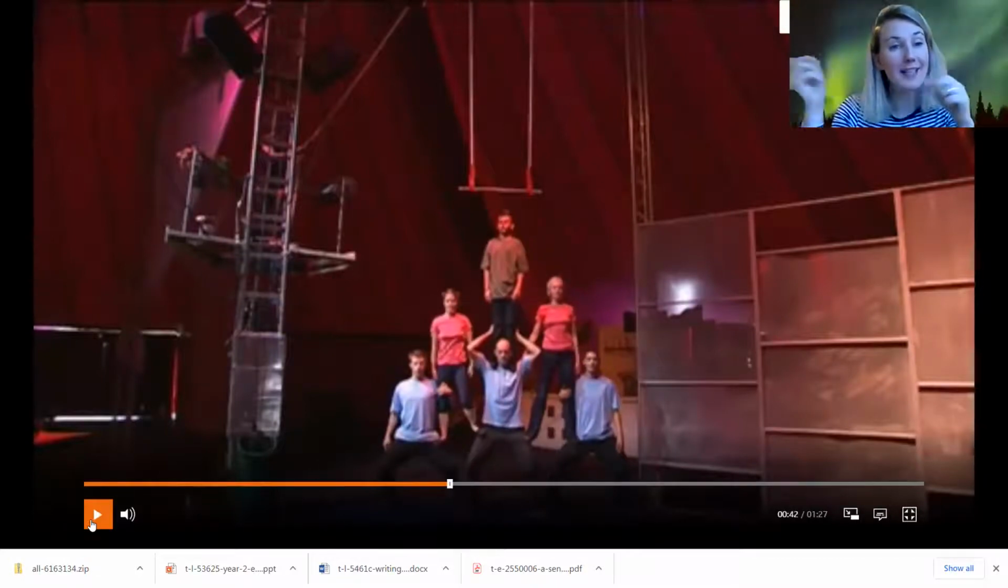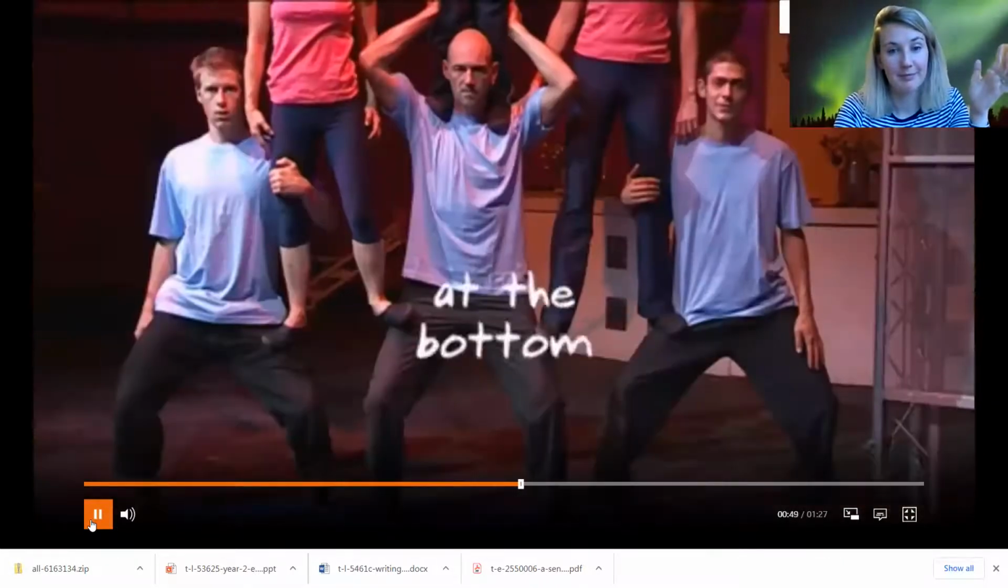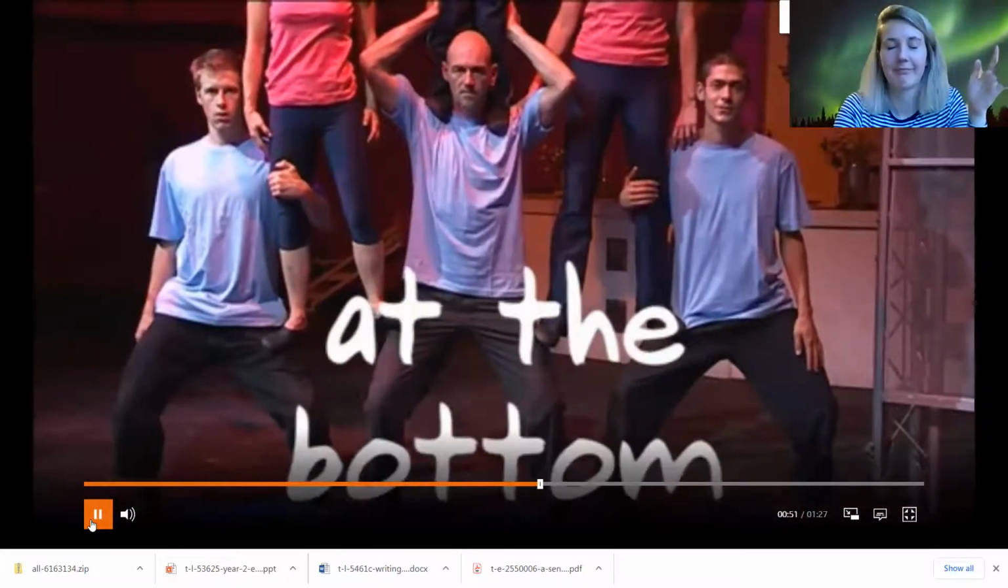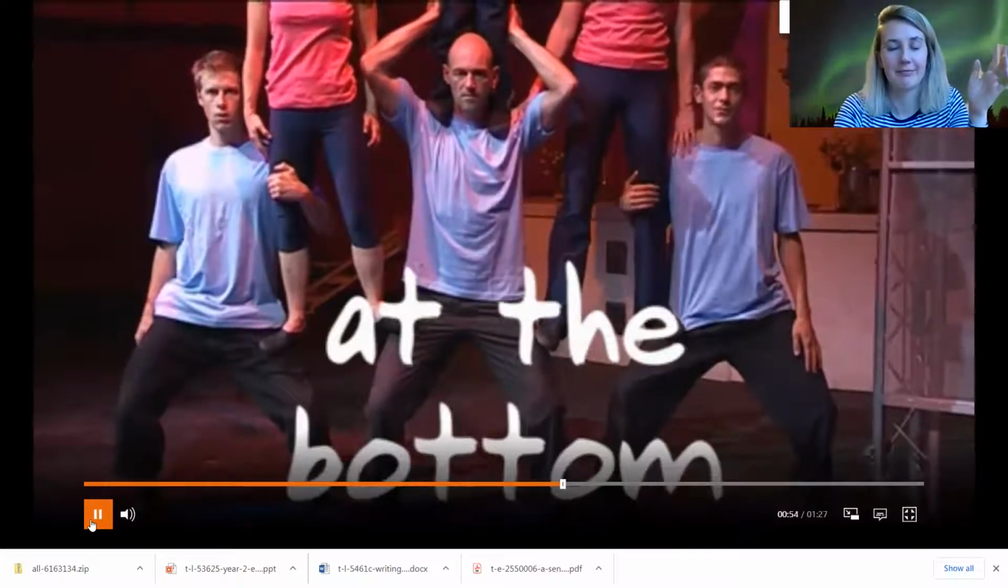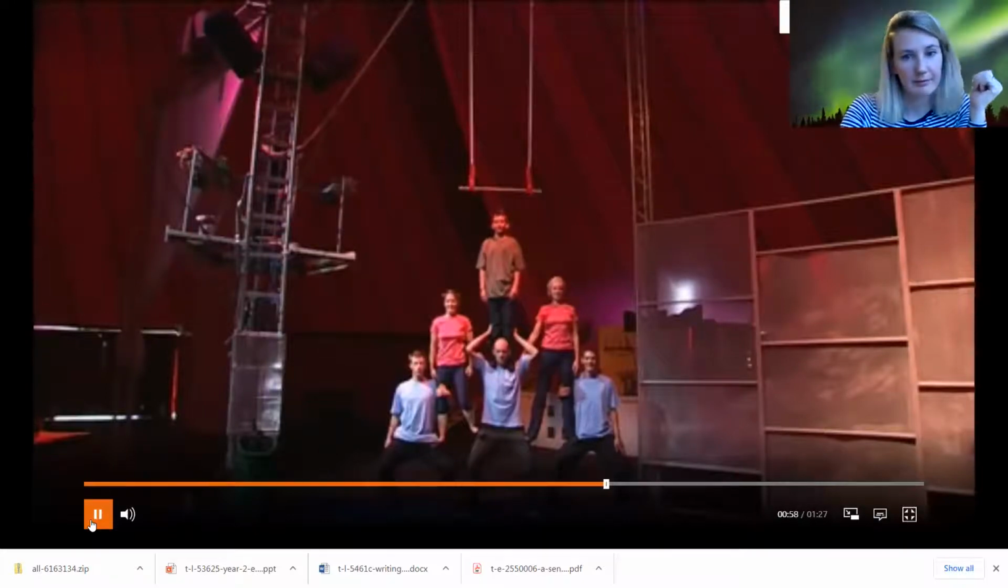They're describing the ways that they're moving and the positions that they're in. Where are the acrobats in blue standing? Do you know? The acrobats in blue are at the bottom. They have to be strong to support all the acrobats above them. And where are the acrobats in the pink t-shirts?